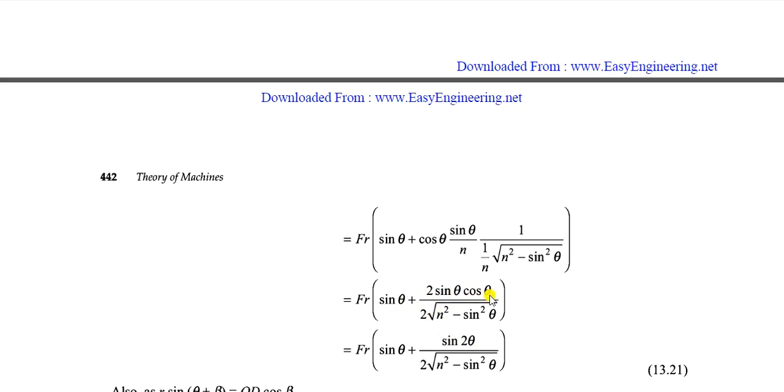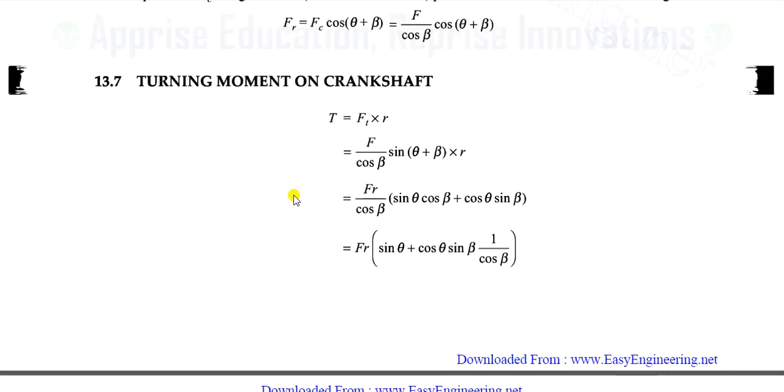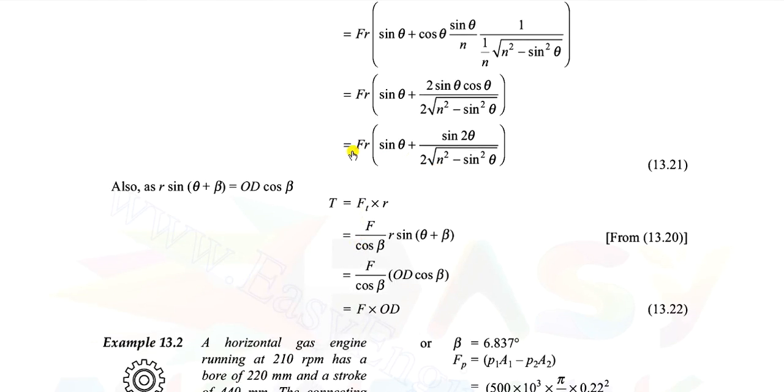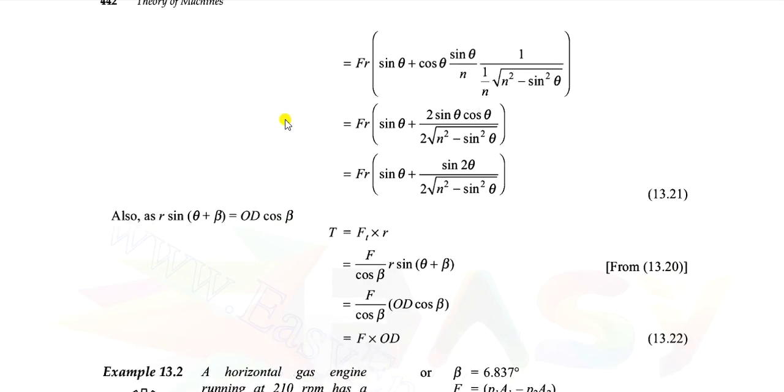So 2 sine theta cos theta will become sine 2 theta, and here we have 2 times the square root of n squared minus sine squared theta. So this is your torque or turning moment on the crankshaft. Okay, so this gives you the turning moment on the crankshaft. Now no need to calculate this. If you want, you can calculate.